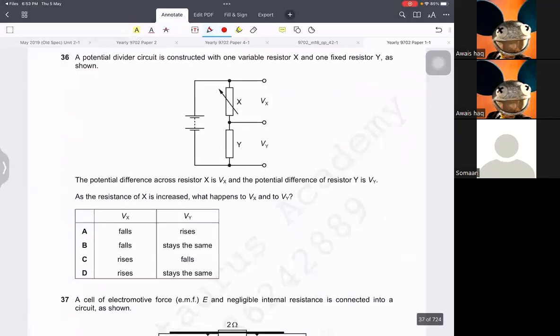Now it says one is a variable resistor, the potential difference across X is Vx. As the resistance of X is increased, what happens to Vx? Vx will rise, Vy will fall because they're balancing each other, right? So what gives us this rise and fall?